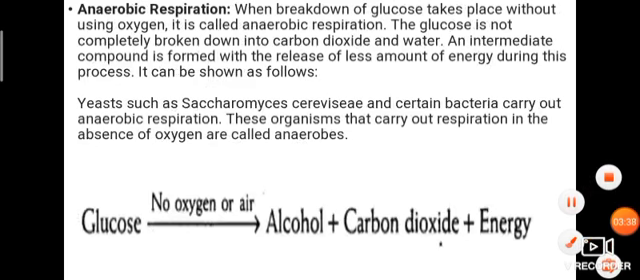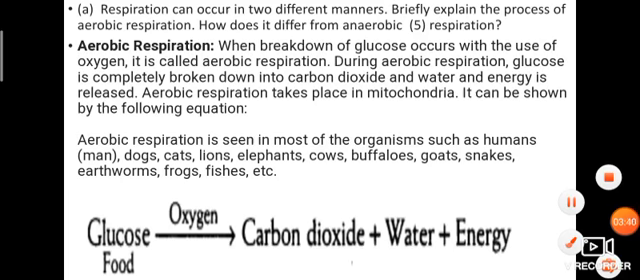Next one. Respiration can occur in two different manners. Briefly explain the process of aerobic respiration. How does it differ from anaerobic respiration? First of all, we should know what is aerobic and what is anaerobic. What is aerobic respiration? That is the food digestion process. When breakdown of glucose occurs with the use of oxygen, it is called aerobic respiration.